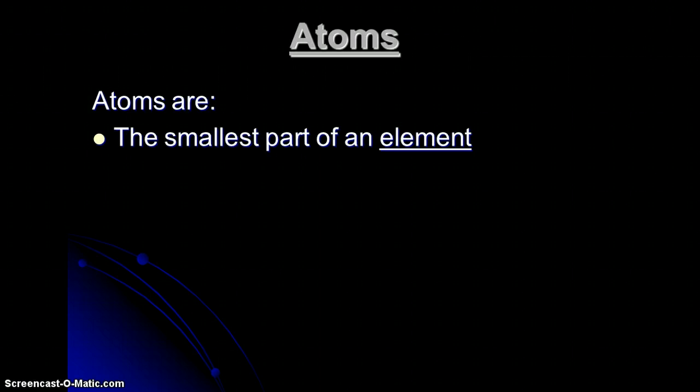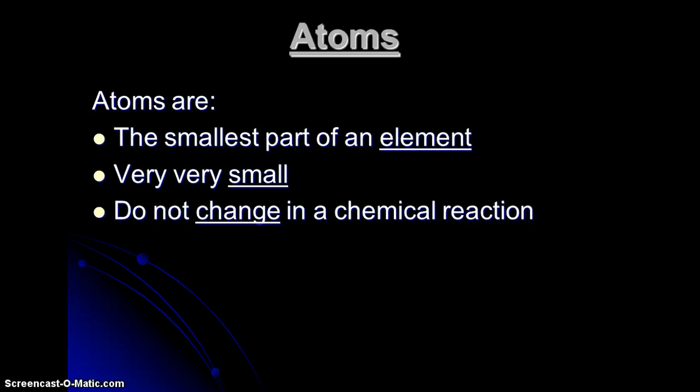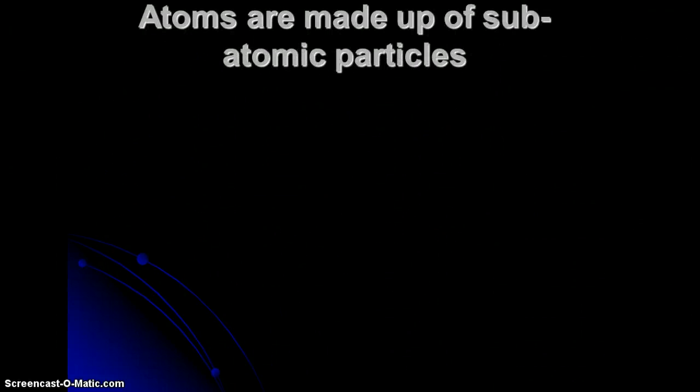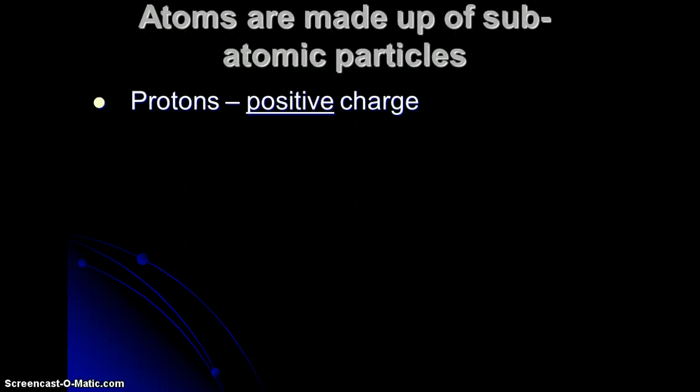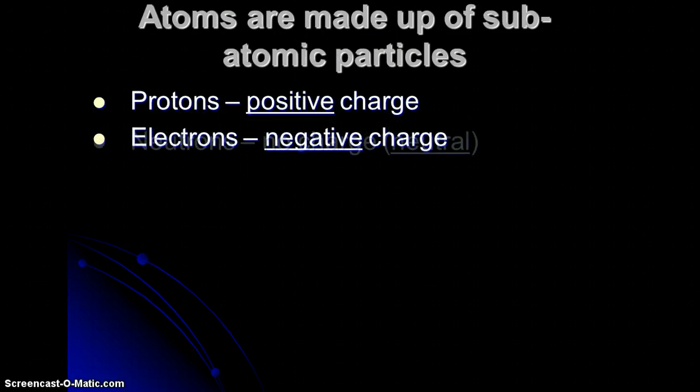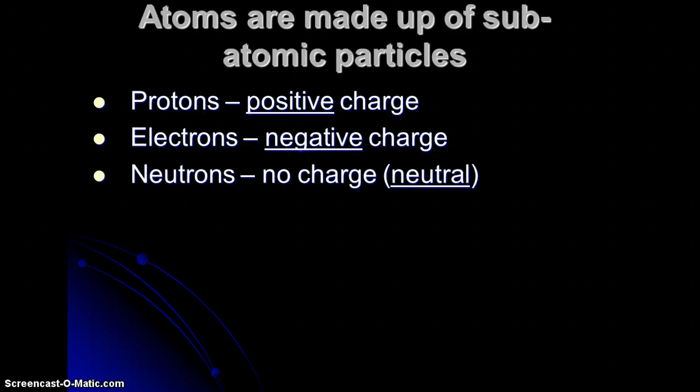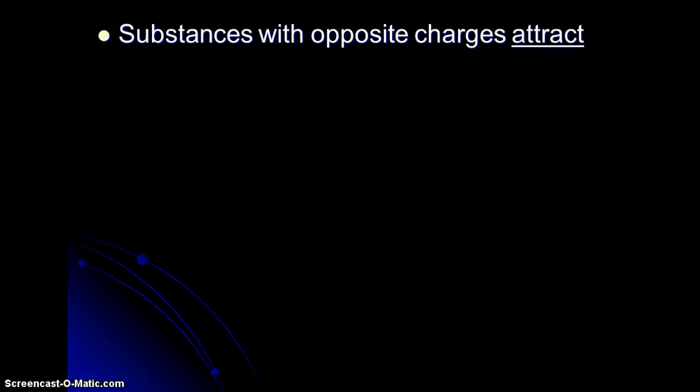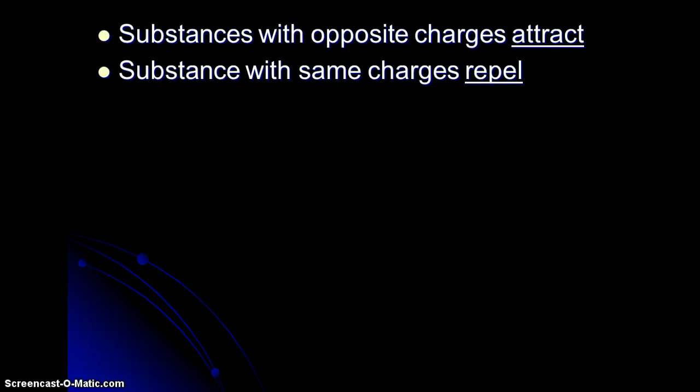Atoms are the smallest part of an element. They're very, very small. They don't change in a chemical reaction. Atoms are made up of subatomic particles. Protons are positive, electrons are negative, and neutrons have no charge at all. Substances with opposite charges attract. Same charges repel.